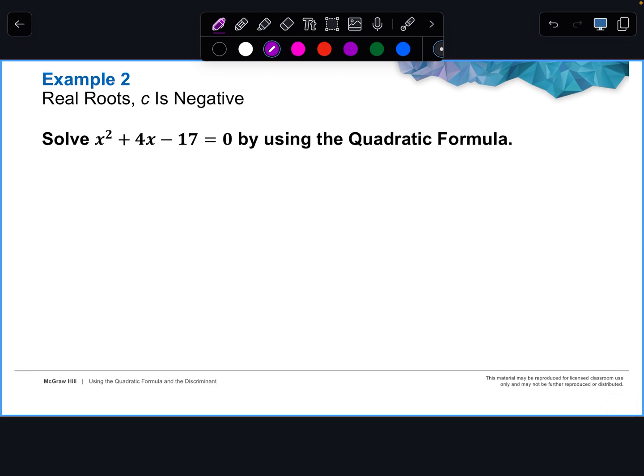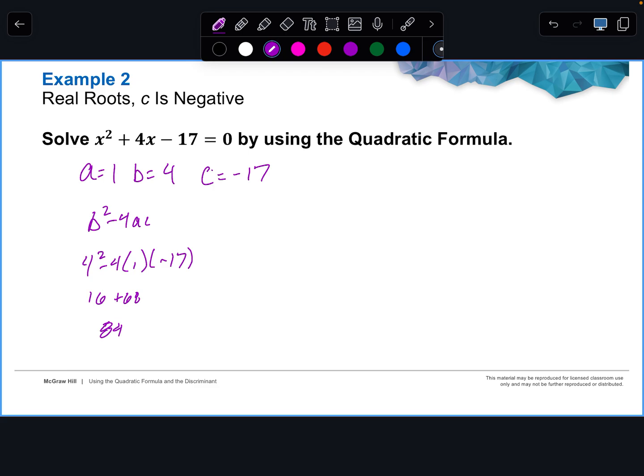Let's do this one. x squared plus 4x minus 17 equals 0. What is my value for A? B? C? Okay. So b squared minus 4ac, that's what I'm finding first. So 4 squared minus 4 times 1 times negative 17. Negative 4 times negative 17 is positive 68. 16 plus 68 is 84.